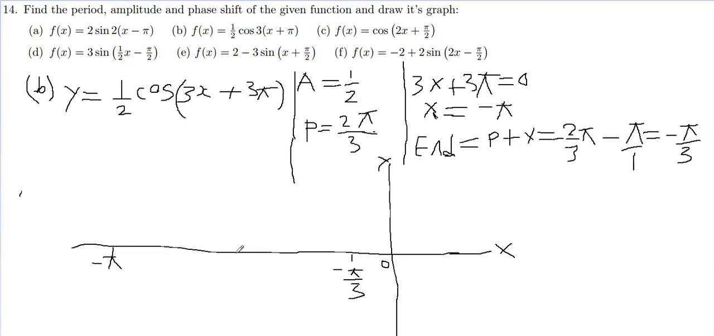So your midpoint here will be negative 2 over 3 pi. So what you do again here is find the midpoints there and there. Here when you find the midpoint, you'll get 5 over 6 pi. And then when you find the midpoint there, you'll get negative half pi.